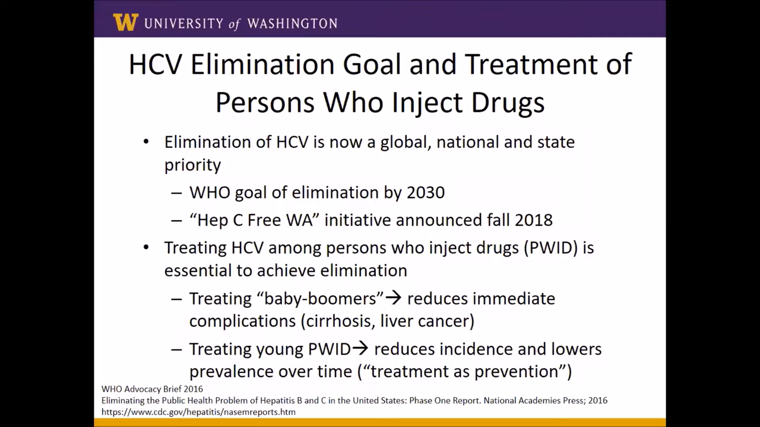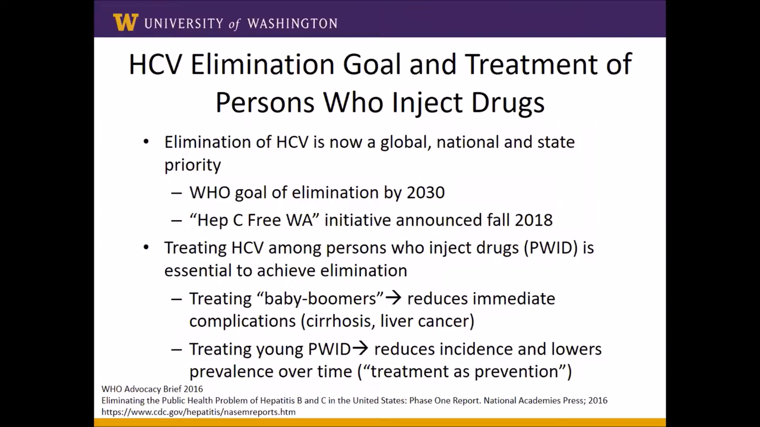This is not just a statewide goal, as WHO has also announced the same ambitious goal to achieve hepatitis C elimination globally by 2030. And there's overwhelming consensus that treating active persons who inject drugs is essential for achieving that goal.